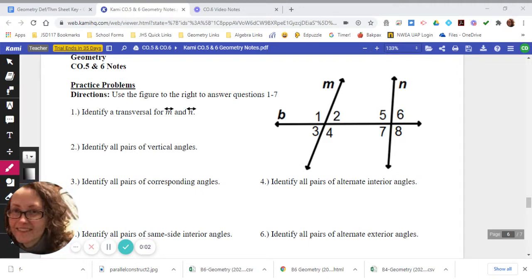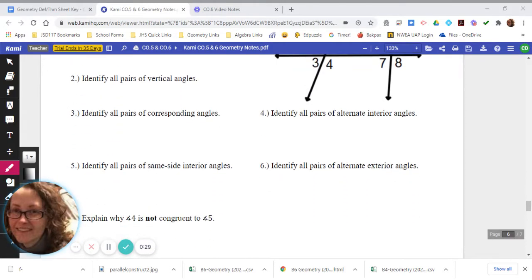Hello class. Today we're going to get some more practice with those angles that we did in the last video. So I have my alternate interior, alternate exterior, corresponding, and same side interior angles that I need to remember and kind of digest. So we're going to practice those as well as vertical angles. And I'm going to throw in a couple linear pairs here.